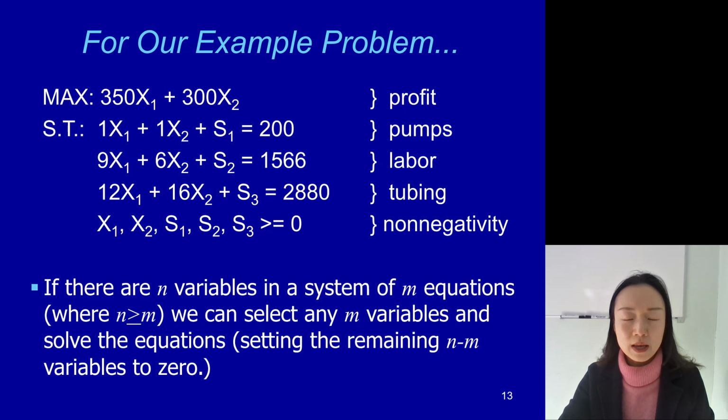To solve them, we can set 2 of the decision variables. So we can consider S1, S2, S3 as decision variables too. We can select 2 of the decision variables to be 0 and solve for the remaining 3, because we have 3 equations. Then you can imagine if we pick 2 out of 5 every time to be 0 and solve the other 3, we can get several sets of values for our decision variables.